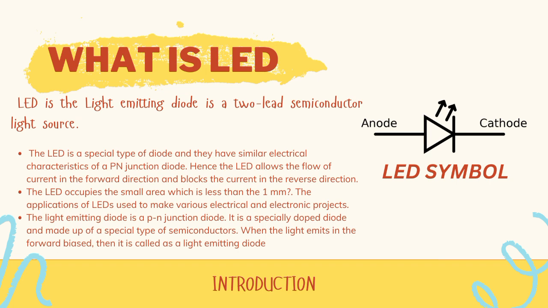LEDs are used to make various electrical and electronic projects. Lastly, the light emitting diode is a PN junction diode. It is a specially doped diode and made up of a special type of semiconductor. When it emits light in the forward bias, it is called a light emitting diode. At the right side is the LED symbol.